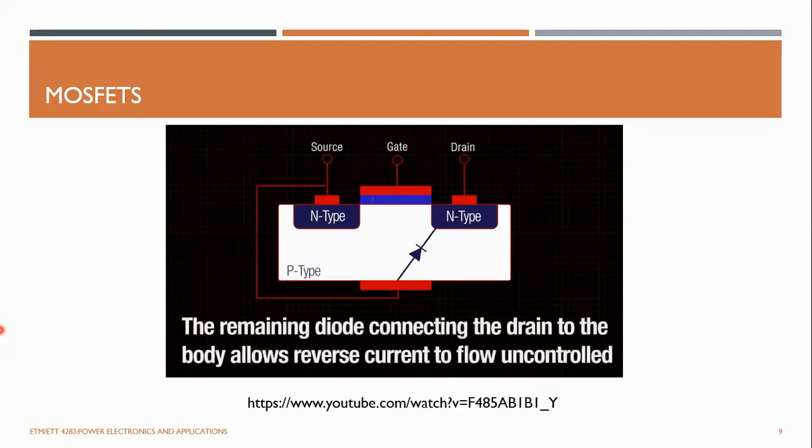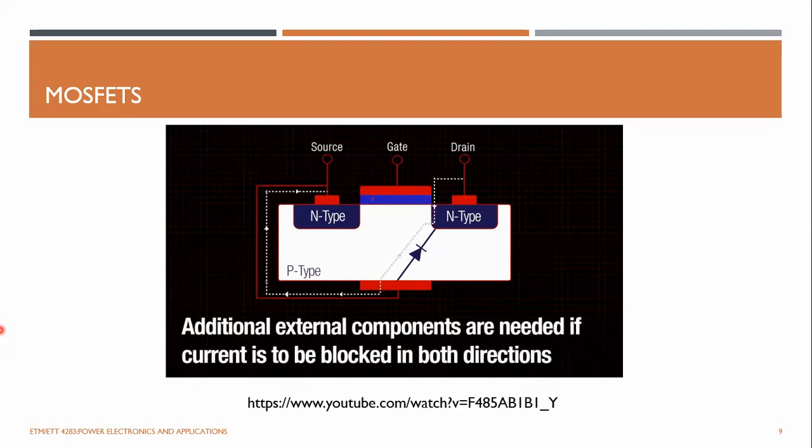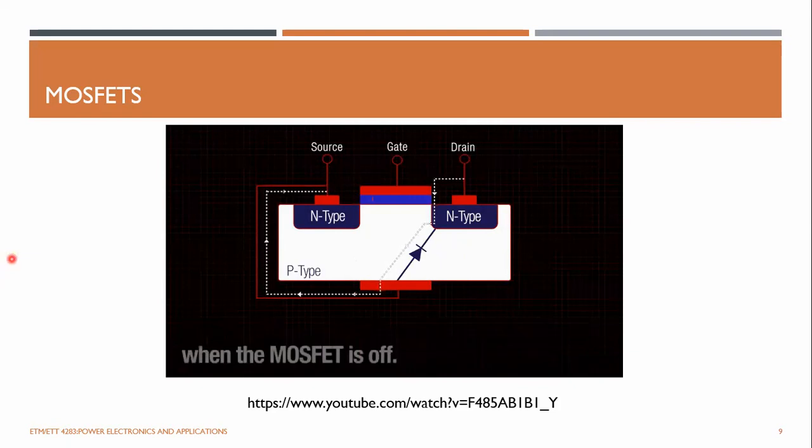The remaining diode connecting to the drain of the body allows reverse current to flow uncontrolled from the source to the drain, whether the MOSFET is on or off. Additional external components are needed if current is to be blocked in both directions when the MOSFET is off.